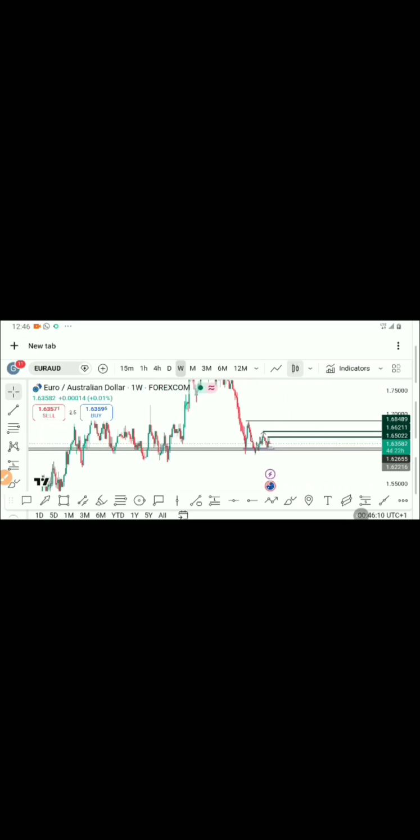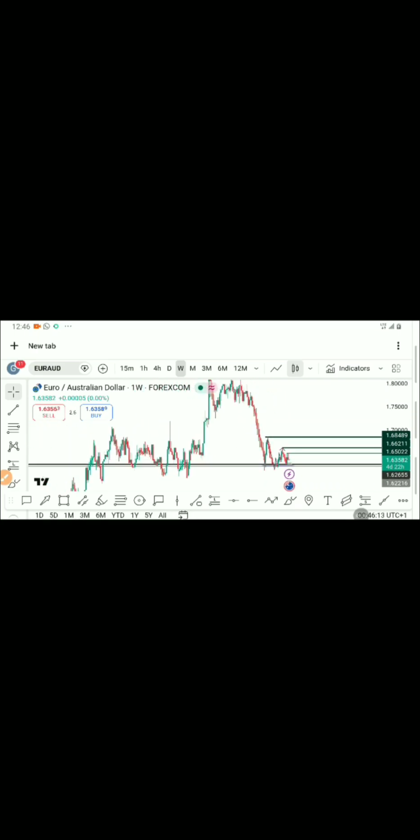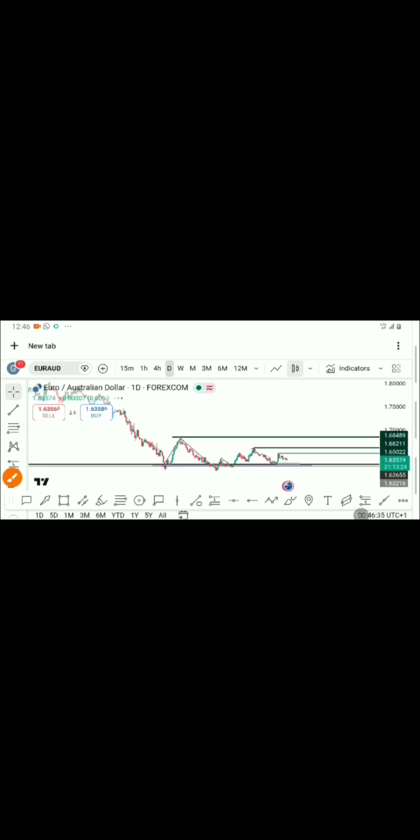EURAUD right here has been on a bullish trend, and all these things you are seeing here are a reversal. We're already in this support zone right here on the weekly, and anything on the weekly is a very strong zone. I hope you know that. Okay, so all this place now is our buy area, right? Buy area.